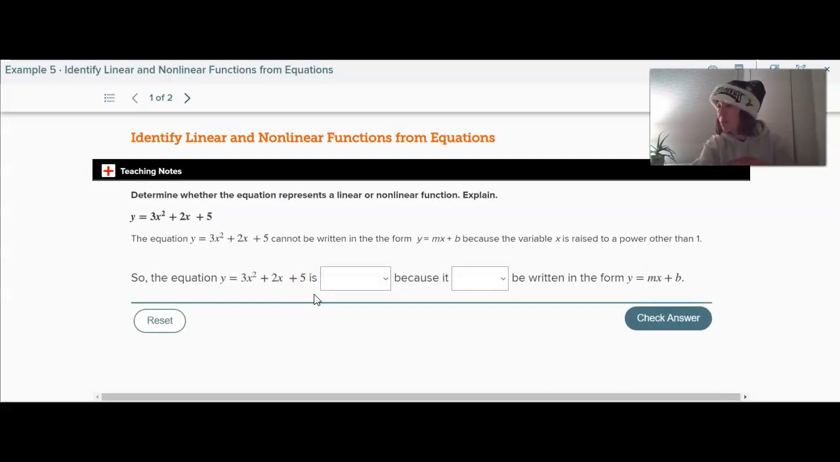And then example 5 on page 299, is this a linear or nonlinear function? Again, without graphing, from the equation, you should be able to tell. Here, there's no way this can be written in this form. Because I have an x squared and I have an x, you can't combine any of these terms. Because x is raised to a power other than 1, this one is nonlinear because it cannot be written in this form.